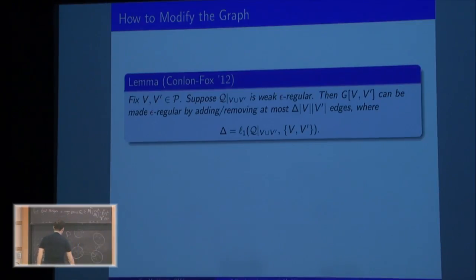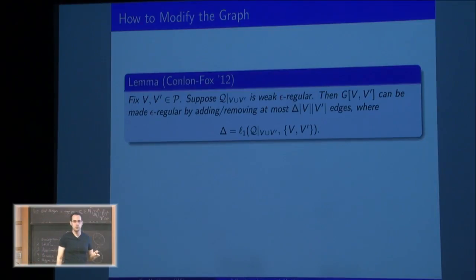Between those two pairs, maybe the density is 37%. But in the original, in the entire bipartite graph, the density is 30%. So what you're going to do is randomly remove edges in this small bipartite graph to make the density go down to 30%. And you do this for all the pairs. What is the expected total number of modifications that you make this way? That's basically the L1 distance between this partition and the trivial partition into two parts, which has one density, 30%.